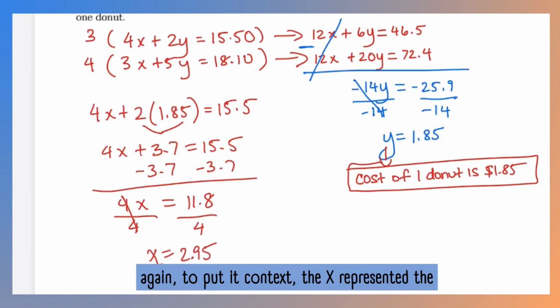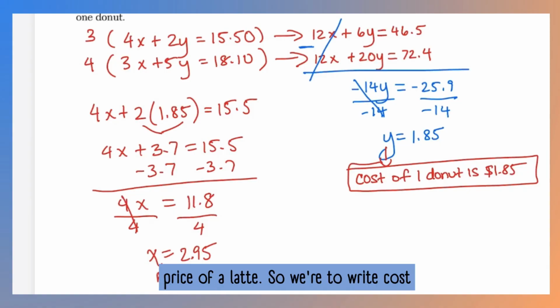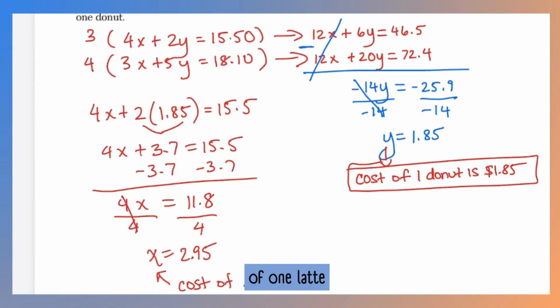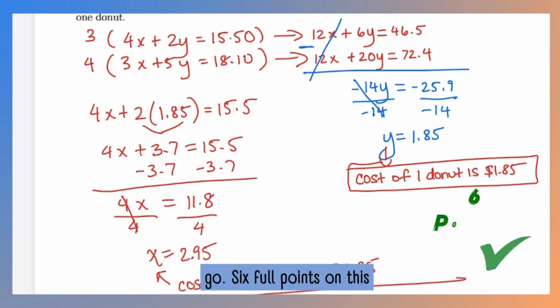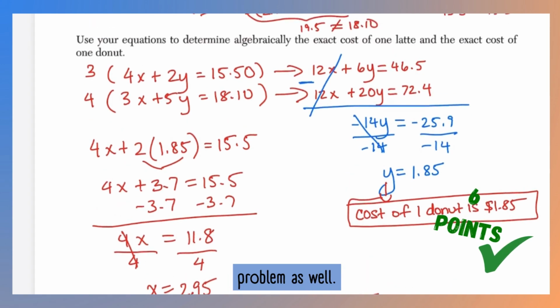But now again, to put it in context, the x represented the price of a latte. So we're going to write cost of one latte is $2.95. And there we go. 6 full points on this problem as well.